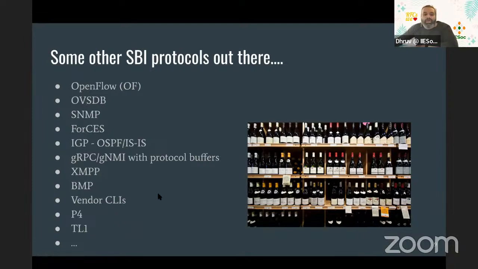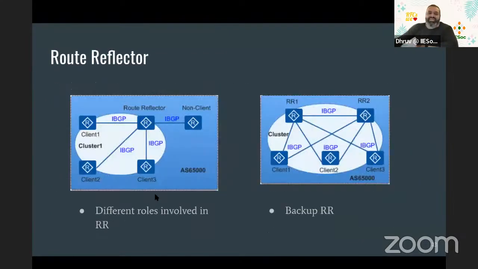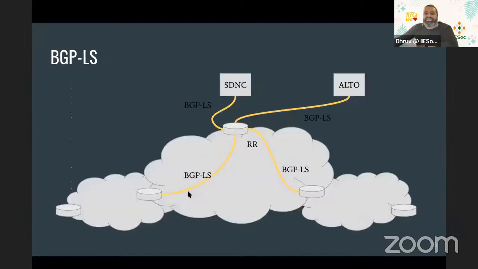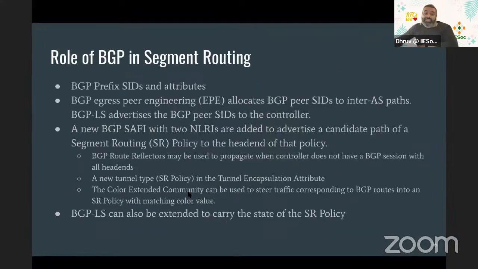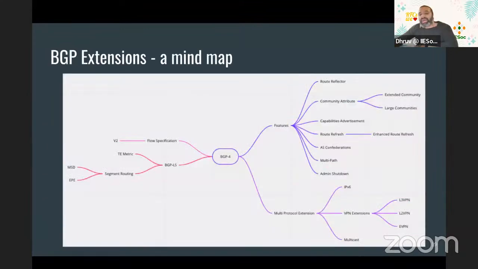But we are focusing today on the three ones. I'm going to skip this whole description about BGP. Basically, this is just a tutorial part, a quick rundown of what BGP is, how BGP-LS works, what is the role of BGP in segment routing. I'm going to focus on the key comparison part and just a mind map of how BGP has been extended, various features that BGP has.